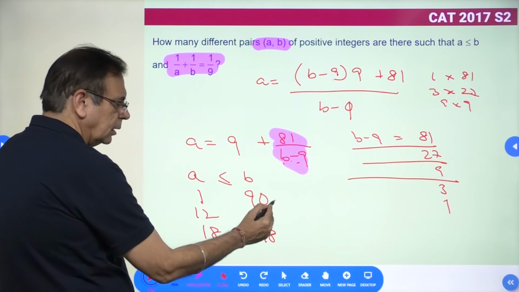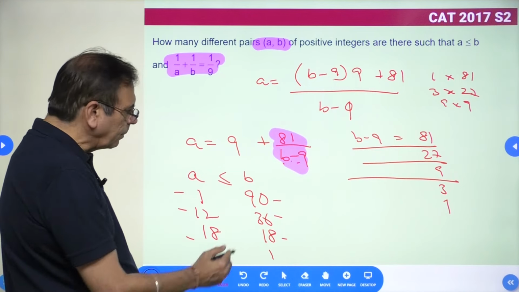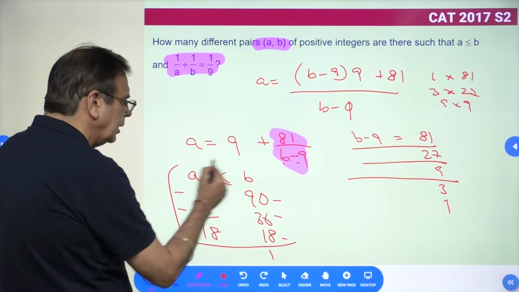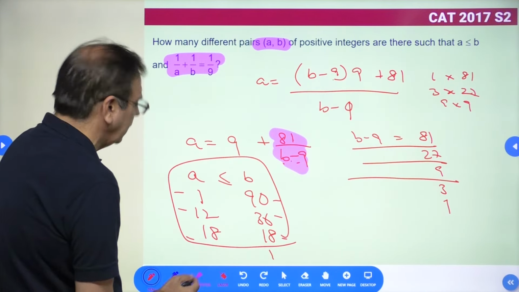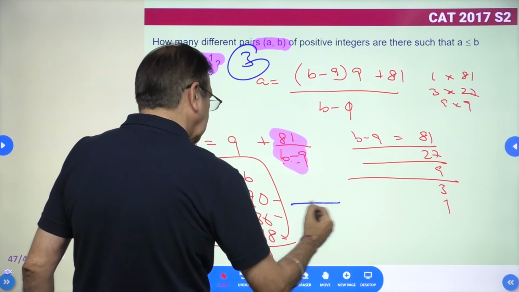Now please look at it. This is reducing, this is increasing. For the next value, A will be greater than B. So we can look at only these three cases. So how many pairs of positive integers are there? 3, and these are the 3.